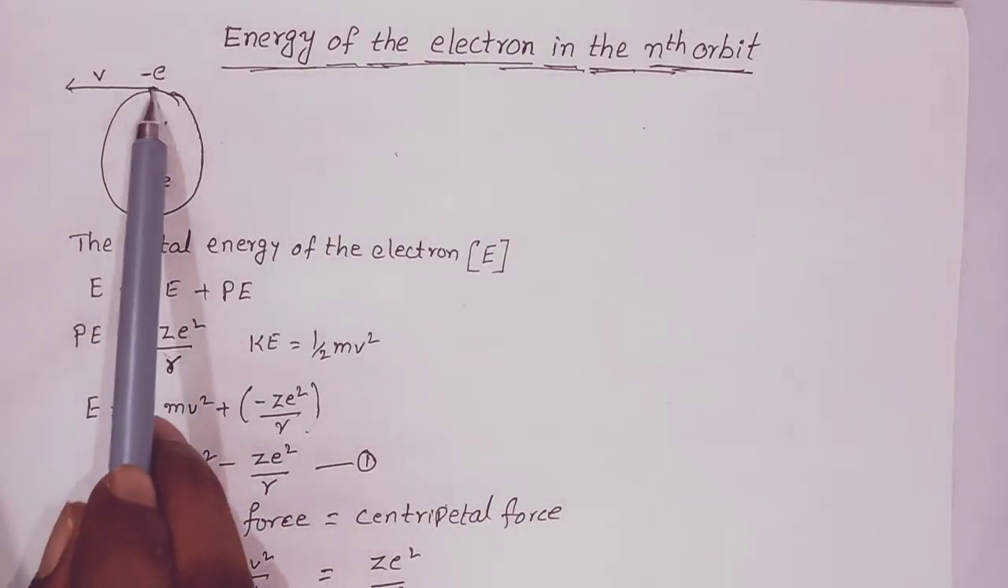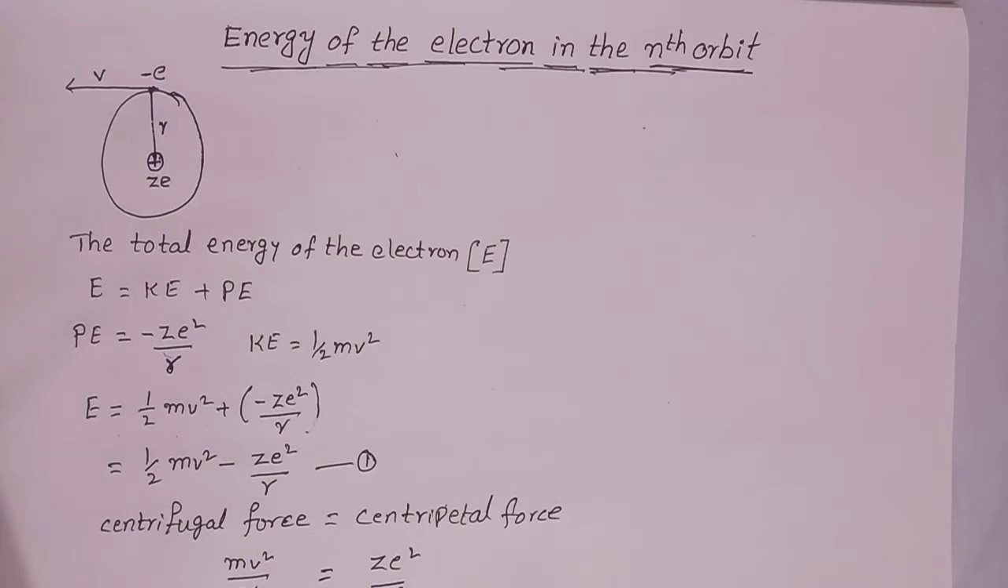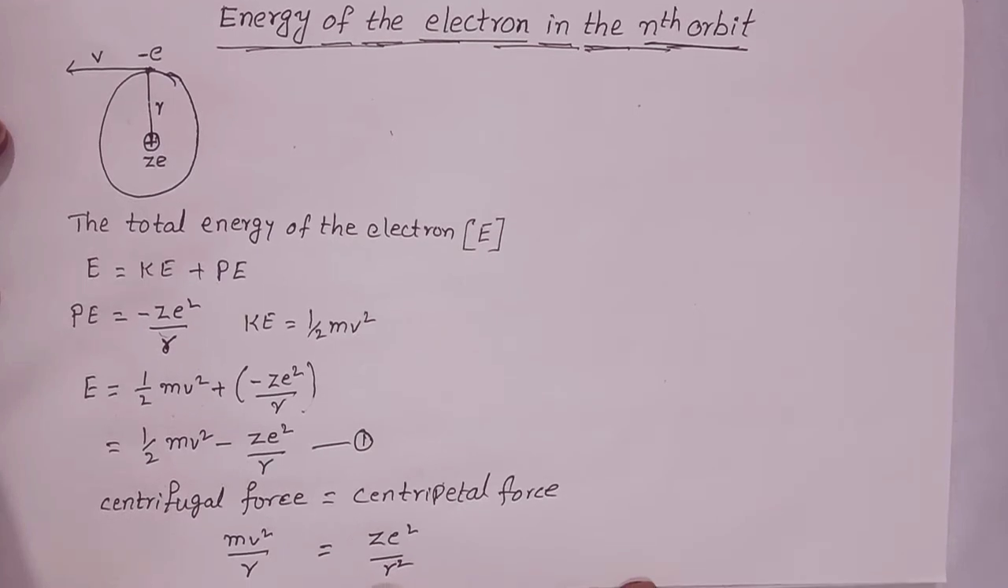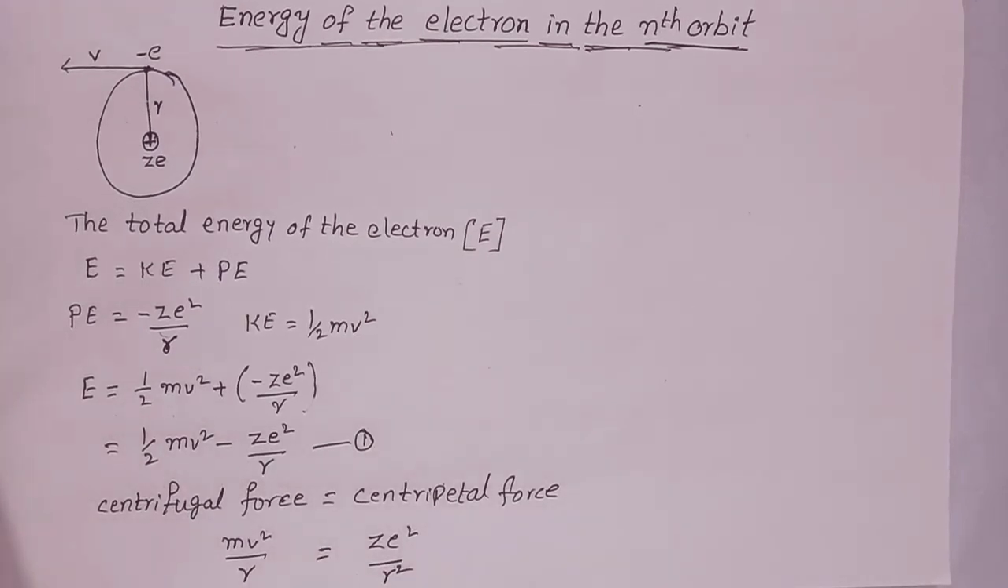Here the charge of this electron equal to minus E as per the Coulomb's inverse square law. As per the Coulomb's inverse square law, what happened? You will get Q1 into Q2 by R square. Here ZE into another charge is minus E. Then you will get ZE square by R square. So next.